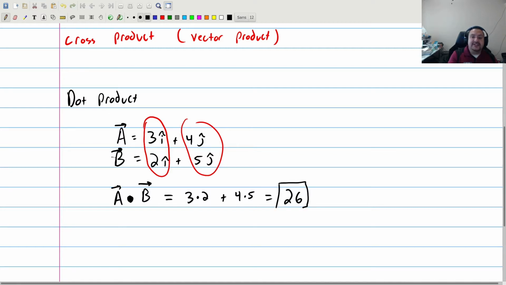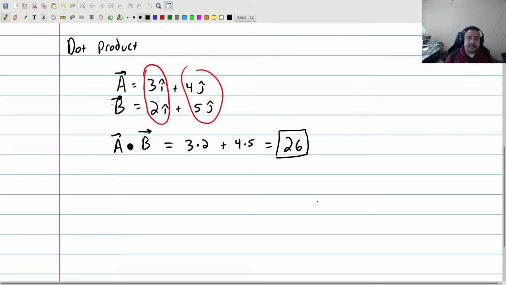You'll notice your answer is a simple number. If we had units on these like meters, we would have meters there too. Actually, we'd have meters squared, which would be a little bit weird, but okay. But really, it's a scalar number. It's very simple. A dot product, all you're going to do is multiply the components that are the same. Let's try it again, make it a little bit harder.